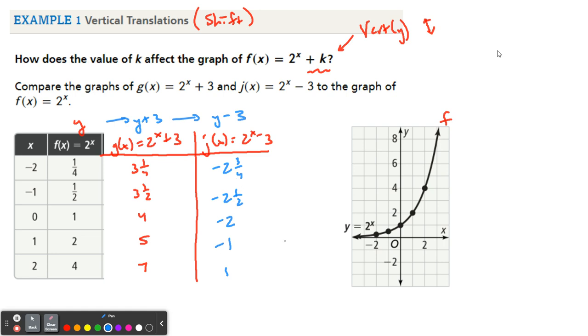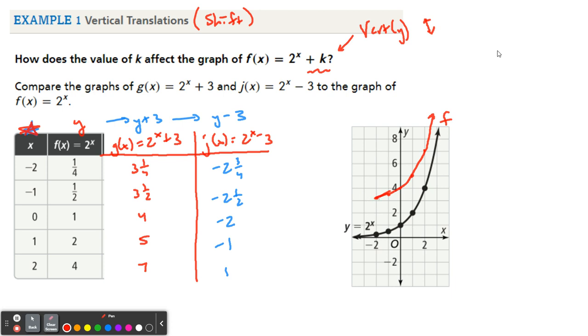Let's see what happens. I'll do the red graph first. The x's do not change, but now the y's do. So negative 2, 3 1/4. Negative 1, 3 1/2. 0, 4. 1, 5. And 2, 7. If we graph that exponential function like this, now here's what happens.